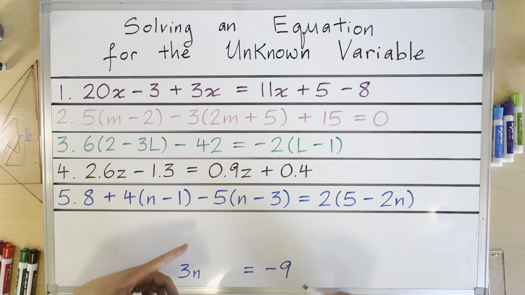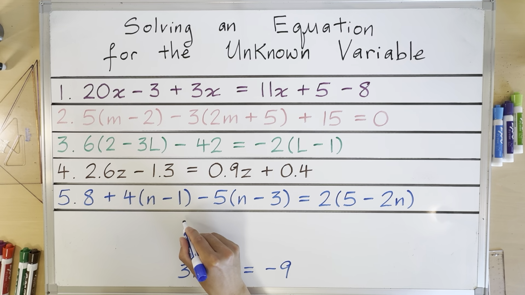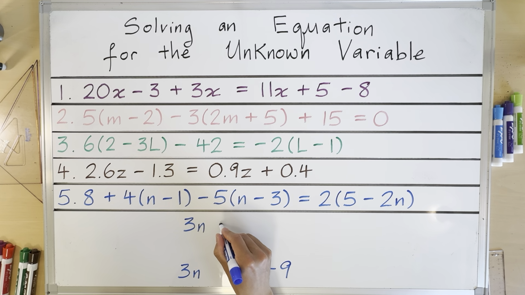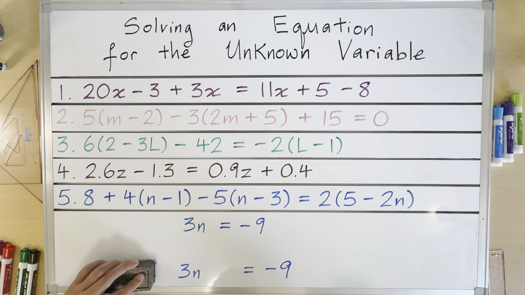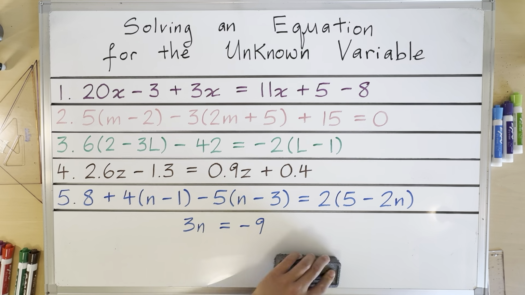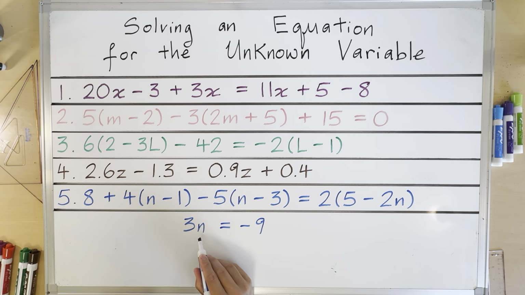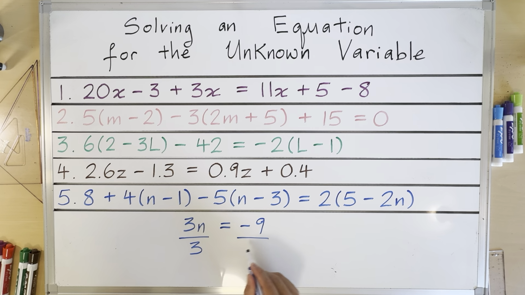So I'm going to write it higher to give it more space for our next step. 3n is equal to negative 9. Now, in order to isolate the unknown variable n, what we have to do is divide both sides of the equation by positive 3. So I'm going to lower the equal sign a little bit.